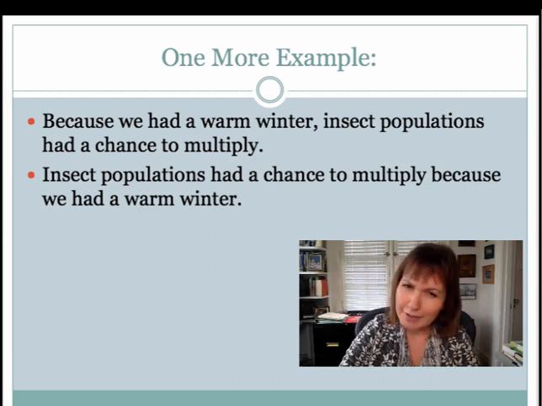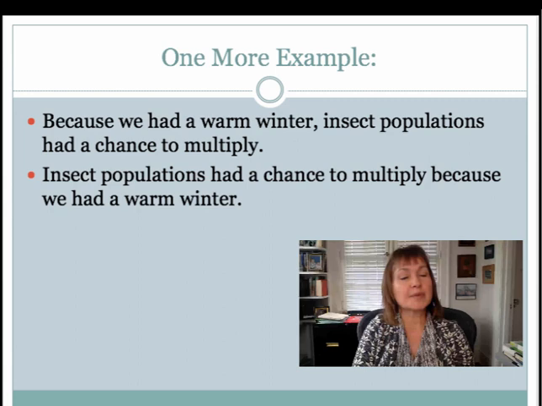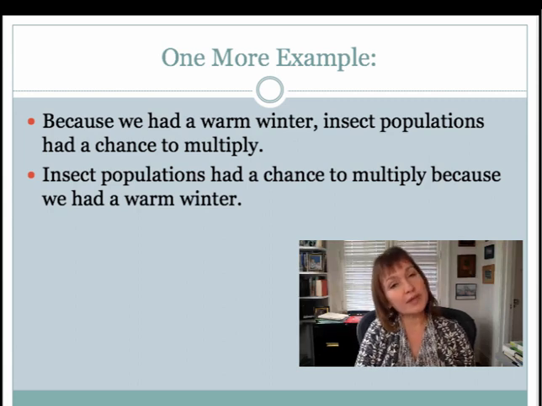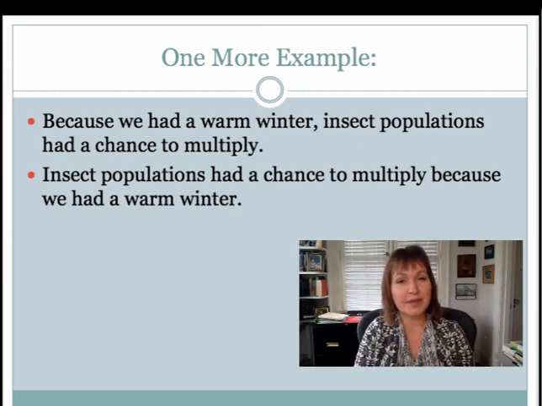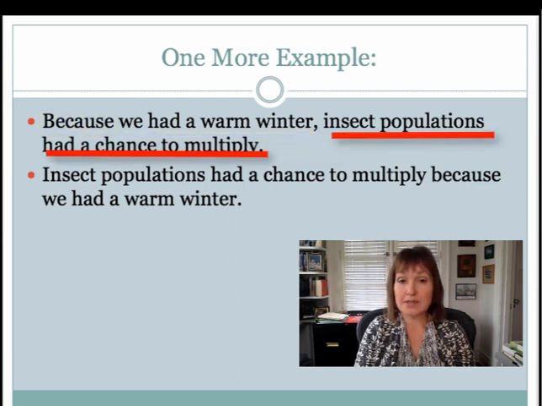You're not in third grade. So look at these sentences, because if you begin a sentence with the word because, you're just saying, hey, this is a dependent clause at the beginning, and there will be a comma coming up before my independent clause. Look closely. Because we had a warm winter, comma, insect populations had a chance to multiply. In that sentence, the word because starts the dependent clause. Insect populations had a chance to multiply is the independent clause.